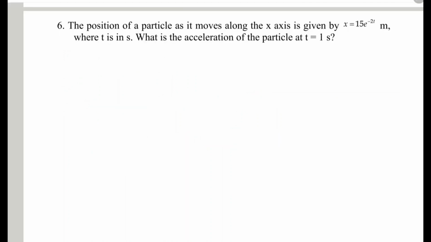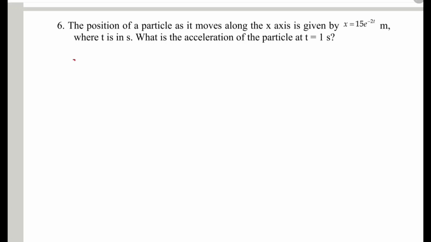The position of a particle as it moves along the x-axis is given by x equal to 15e to the minus 2t, and it's in meters, where t is in seconds. What is the acceleration of the particle at t equal to 1 second?